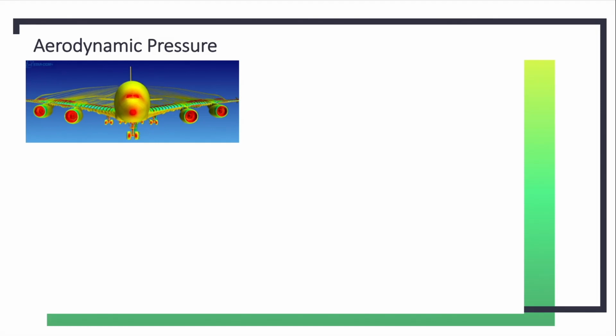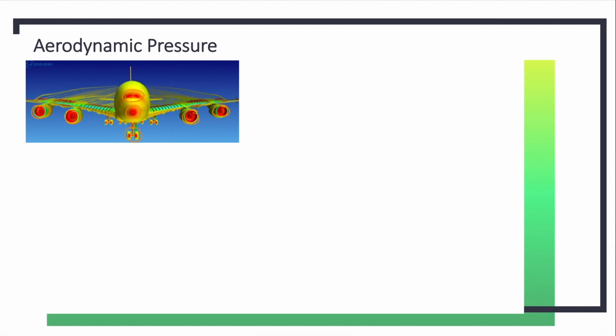The first one we have here is an aircraft. We have areas of high pressure on the nose of the aircraft, on the windows, on the wheels, and also on the engines. This is because all of these are perpendicular to the airflow, and it's the first thing that the air sees when it hits it.